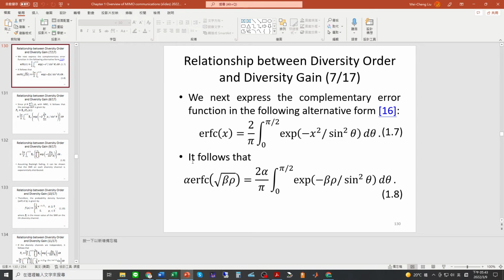It follows that we multiply equation 1.7 by alpha on both sides. Then here is alpha, and here is an alpha. And we replace x by the square root of beta times rho, and the x squared becomes beta times rho. Then we get this equation called equation 1.8.